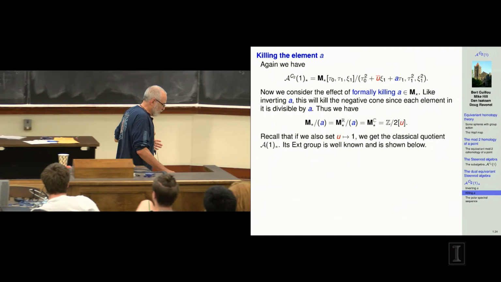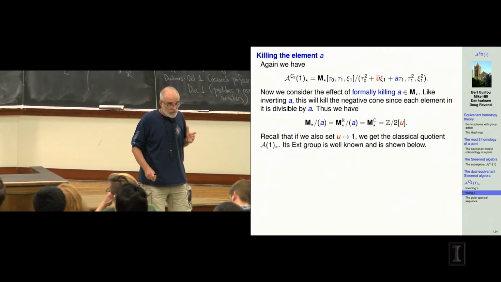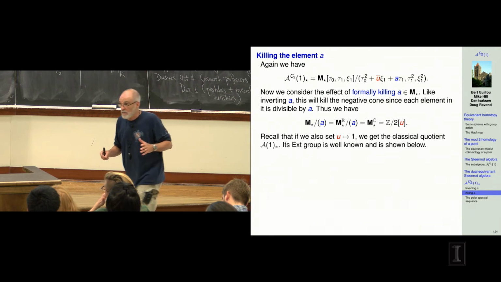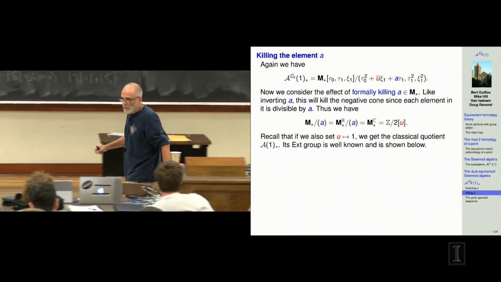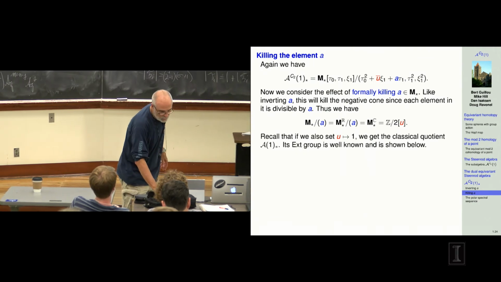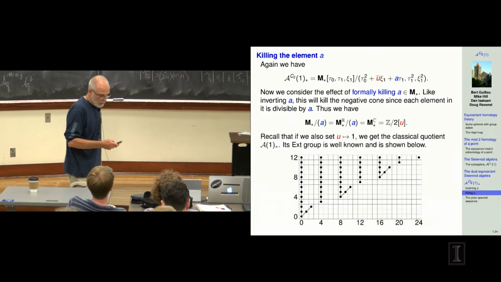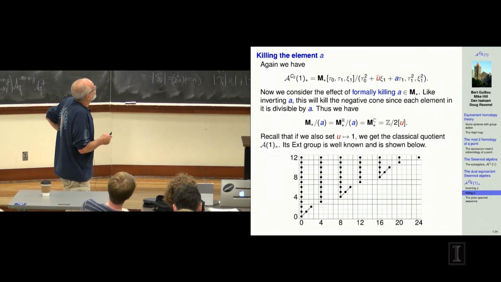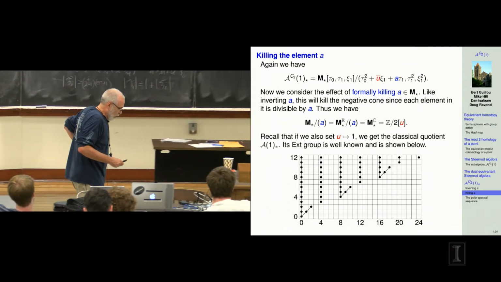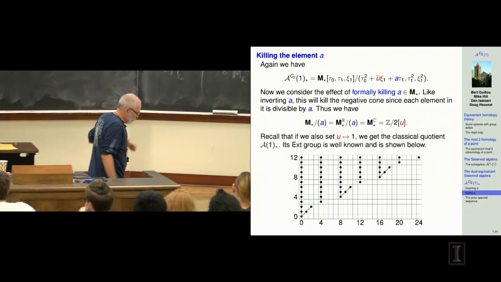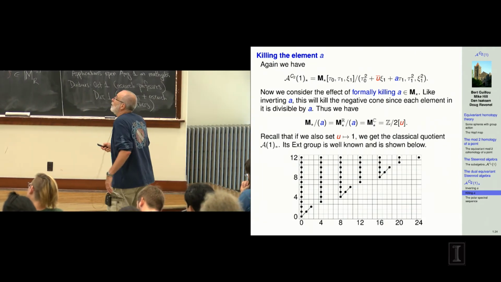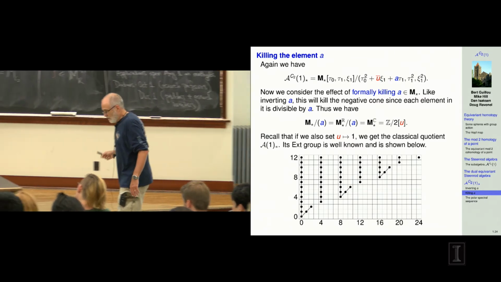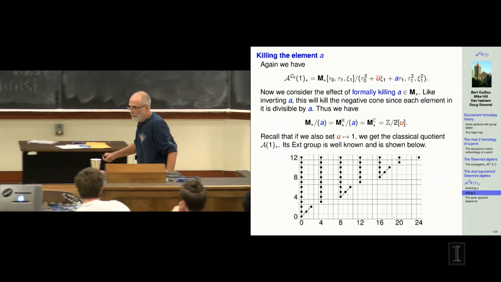Remember, I've told you several times that if you set A equal to 0 and set U equal to 1, you're in the classical case. And in the classical case, we've known for a long time what this Ext group is. So here's the familiar chart. I hope you've seen this before. This is a chart that's related to the homotopy of the KO spectrum and so forth. Anyway, this is the classical calculation of the Ext group for the classical A(1).